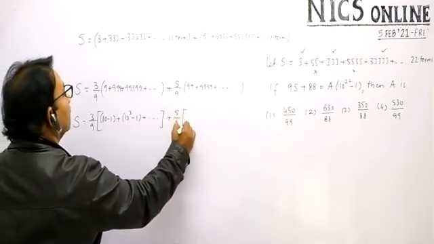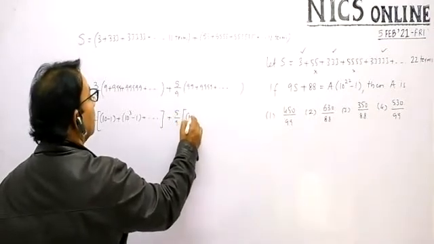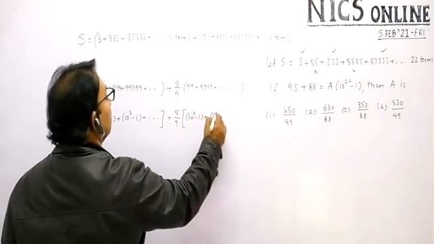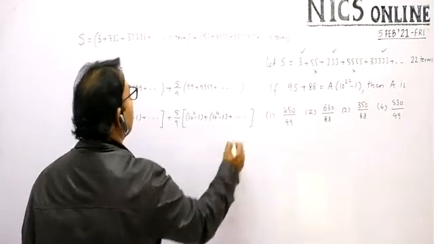This is 5 by 9. 99 I can write as 100 minus 1, to the power 4 minus 1. And then again 11 terms are there.